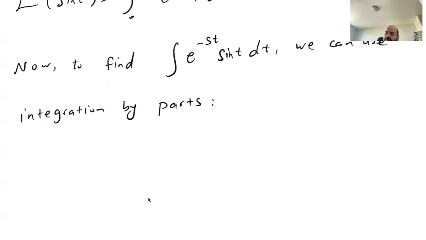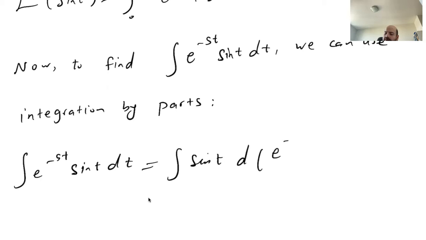Now again, integral e to power minus st sine t dt. I can write it as integral sine t d e to power minus st divided by minus s, similar to what we did for the previous example. Because we know d e to power minus st will be the derivative of that function e to power minus st, which is minus s e to power minus st times dt. And minus s will cancel with minus s in the denominator. I'll be left with e to power minus st dt.